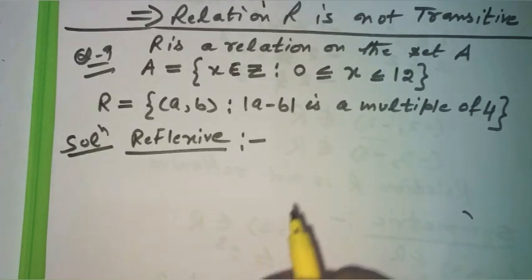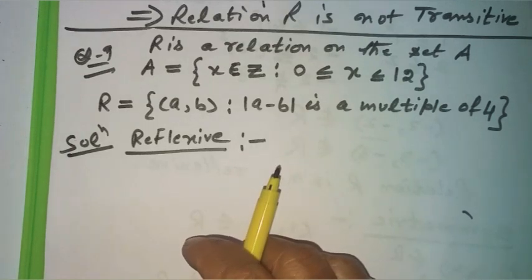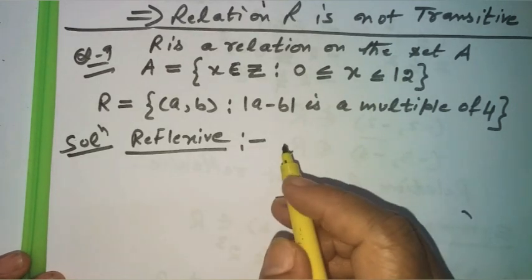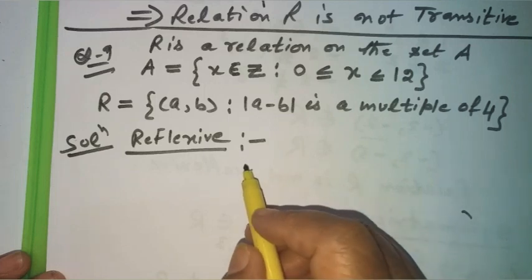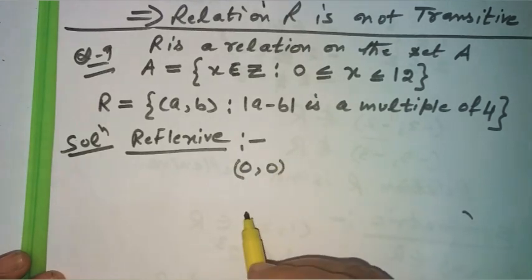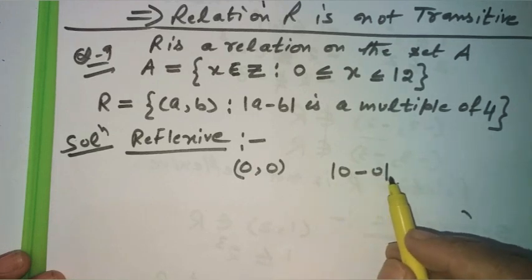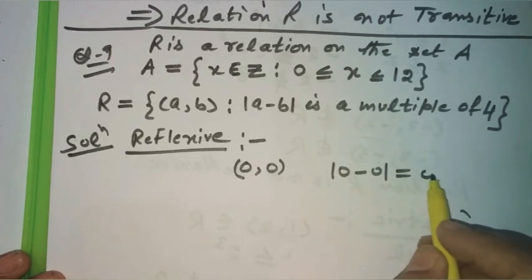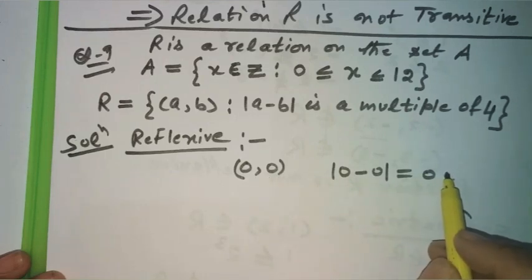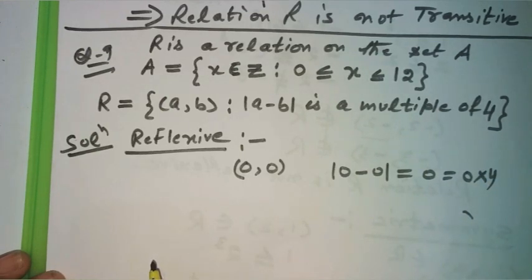So you should try to take these clues from the question. In case it is not given whether it is reflexive or not, what will you do? Suppose you have to check if it is reflexive or not. So you take any integer, say 0. I have to check whether (0, 0) belongs to R or not. When will it belong to R? If the modulus of the difference is a multiple of 4. So for (0, 0), the difference is 0, which is always a multiple of 4. 0 is a multiple of every number.